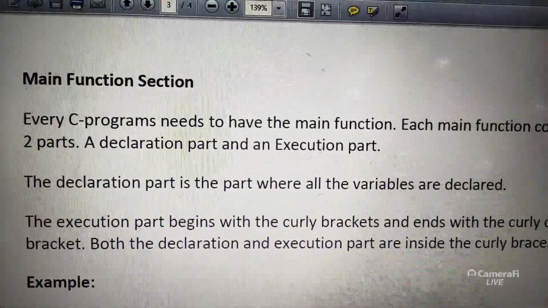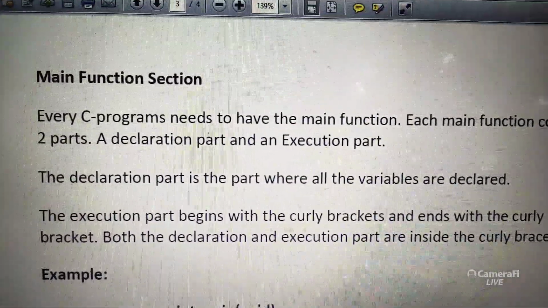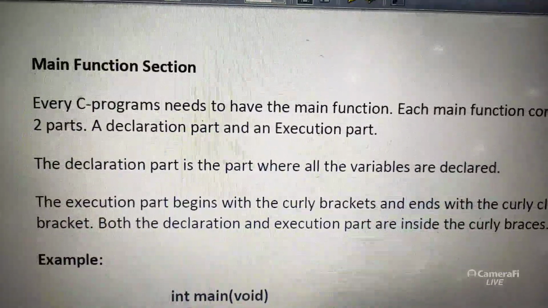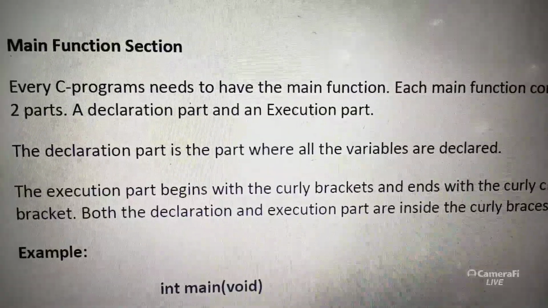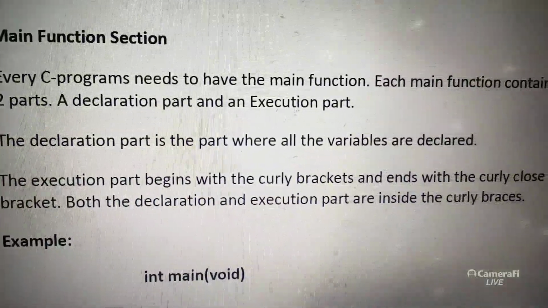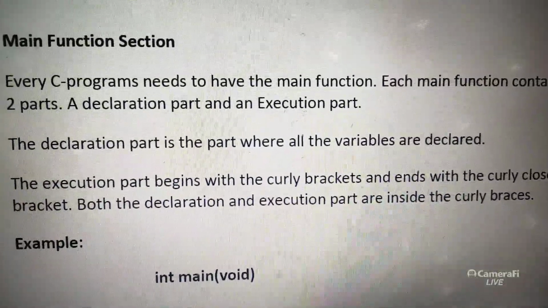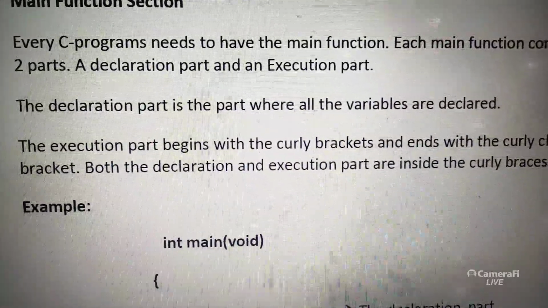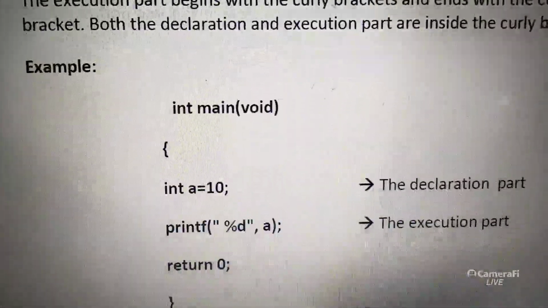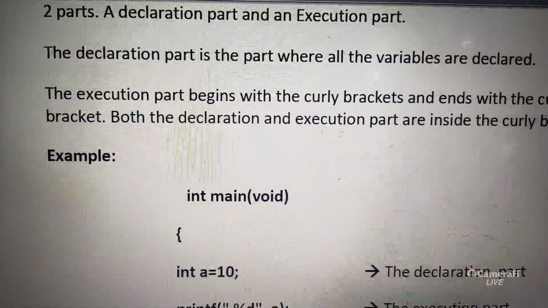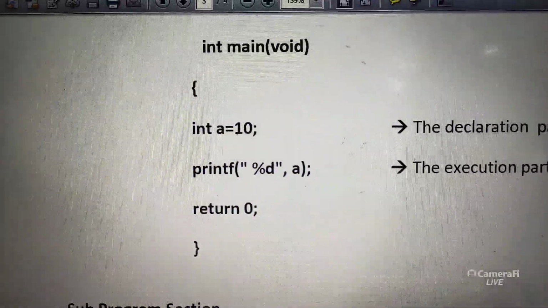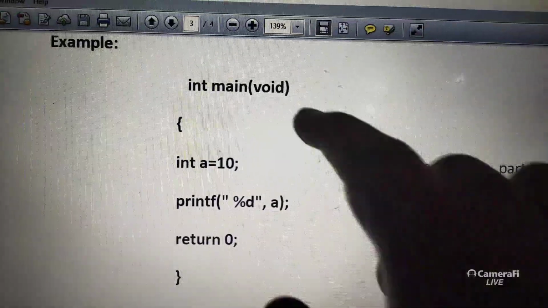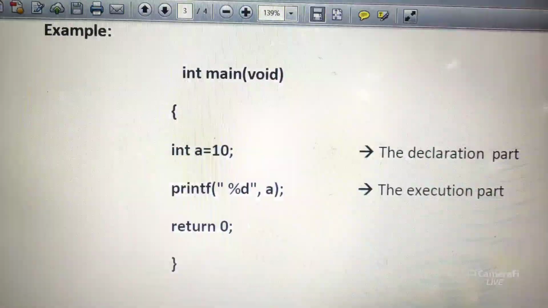Every C program needs to have a main function. Each main function consists of two parts. The declaration part will consist of all the variables, meaning input values used in the program. The execution part begins with the curly brackets and ends with them. Not only the execution part, the full main will start with open and close. Okay, alright. So this is main. Main is a block, a group of statements. So this comes under this group.